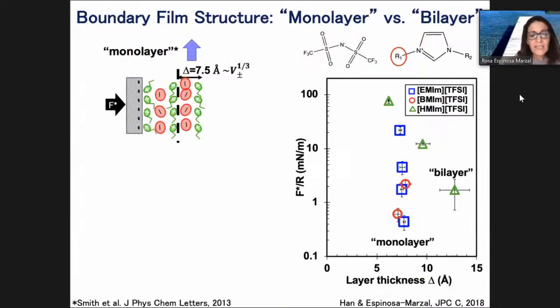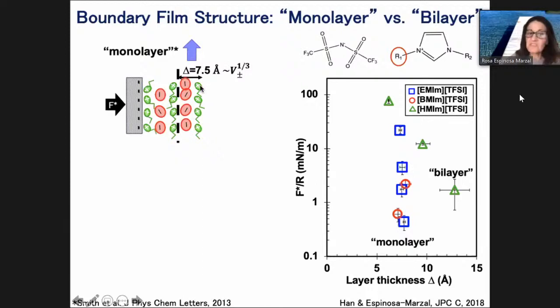And here you have briefly some representative results for 3 different ionic liquids, all 3 with the same anion. In the cation, we vary the length of the alkyl chain. We have an EMIM, so an ethyl group, a BMIM with the butyl group, and a HMIM with the hexyl group. You see that for the EMIM and the BMIM, the thickness of this layer is about 7.5 angstroms, and 7.5 angstroms is about the size of an ion pair. So we conclude that we have layers composed of anions and cations.